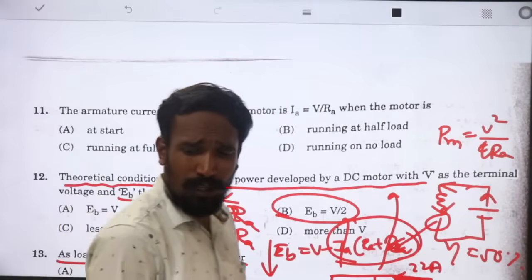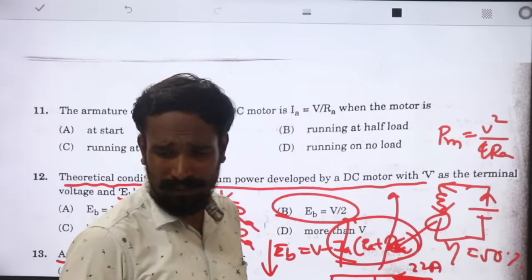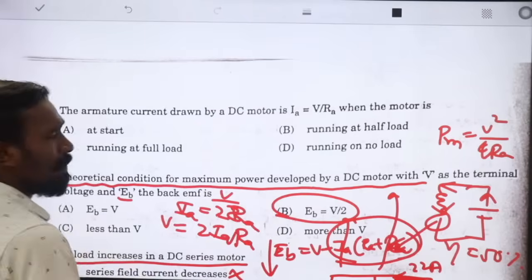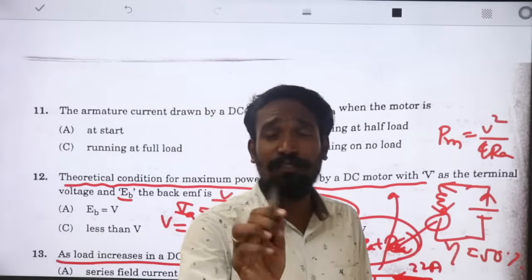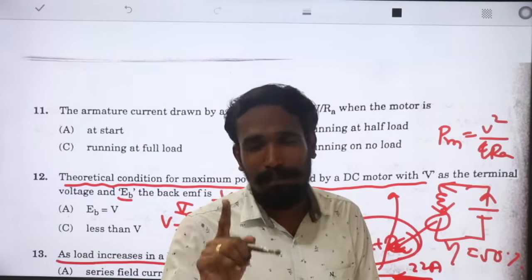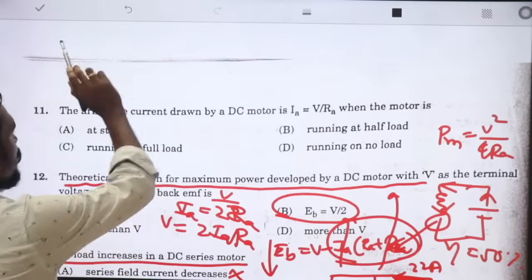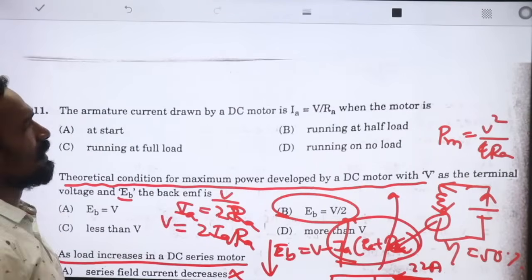You have to know all these values, guys. So when the back EMF is 50% of the supply voltage, then we can get the maximum power, with efficiency 50%. Very good.